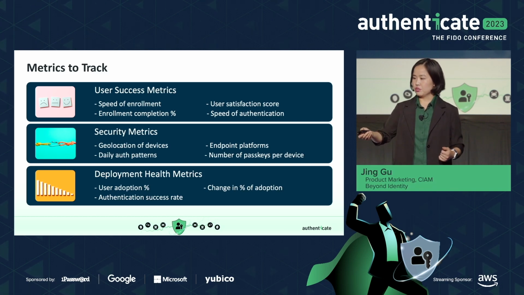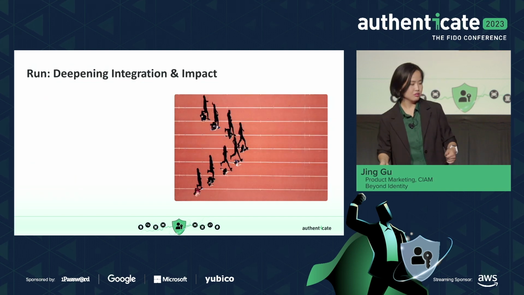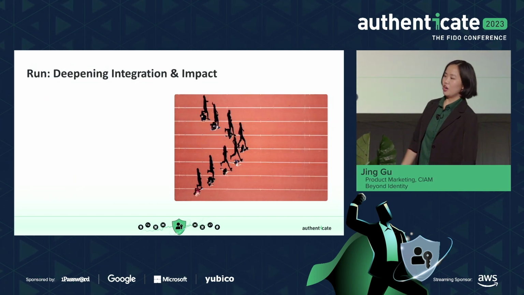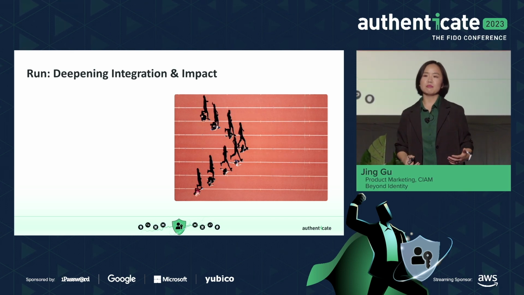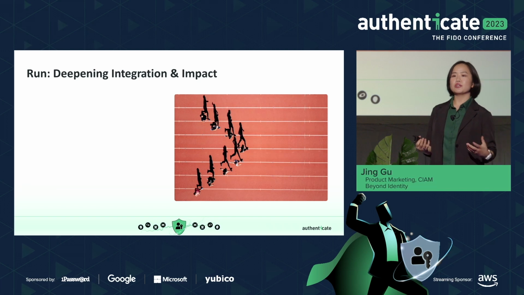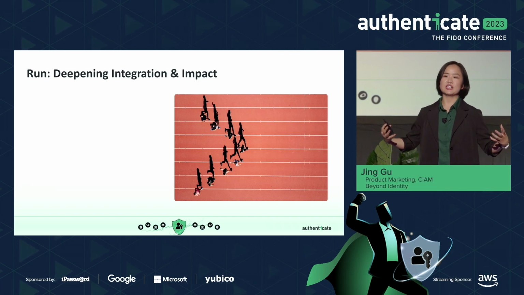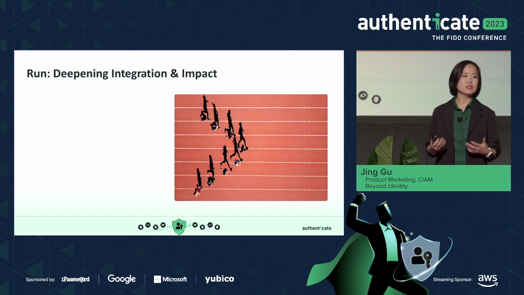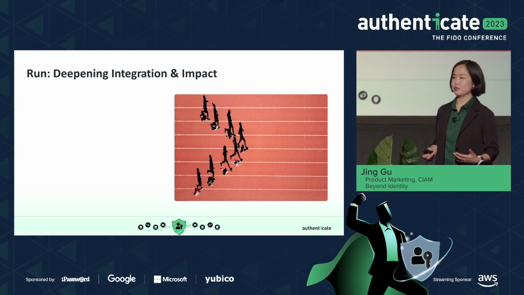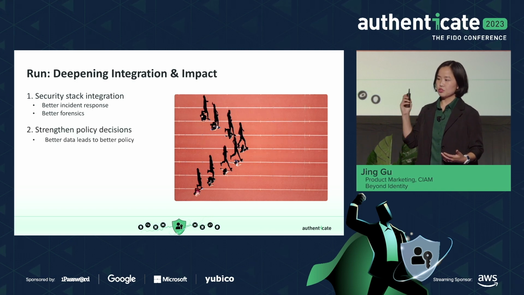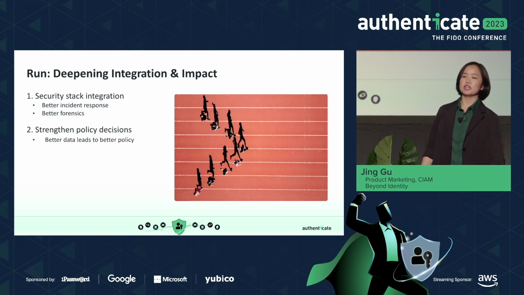All right, so now we get to run. So we've crawled, we walked, and now we get to think about what authentication can do for our company. And this is where you really start to leverage that data across your tech stack and use it to quantify the impact that you're driving with this deployment. So number 1 and number 2 are both about deepening the integration.